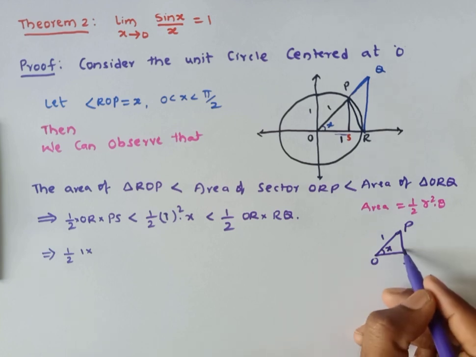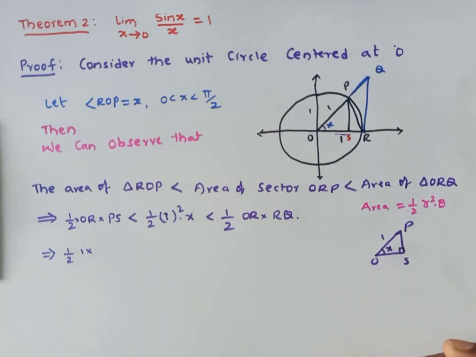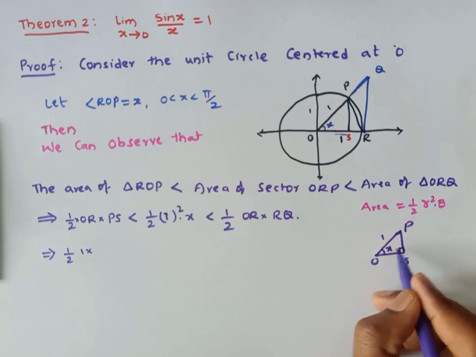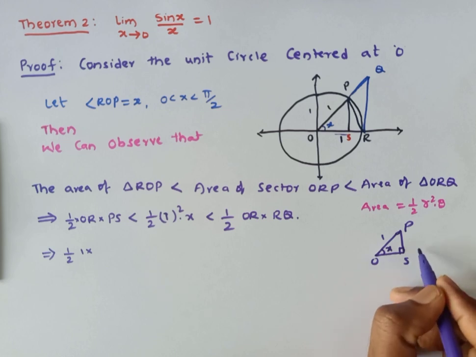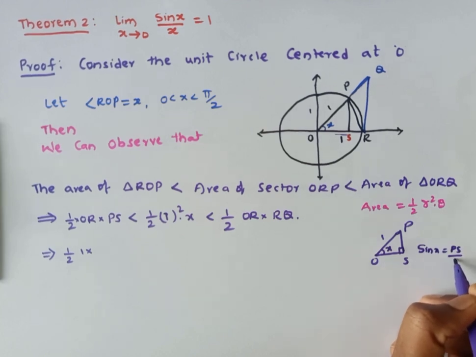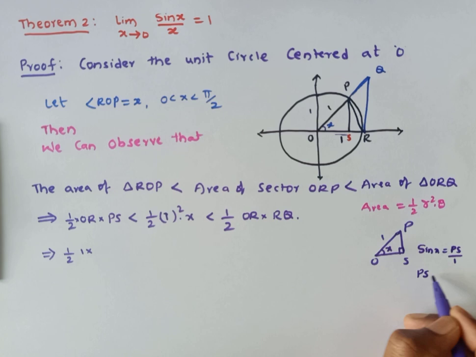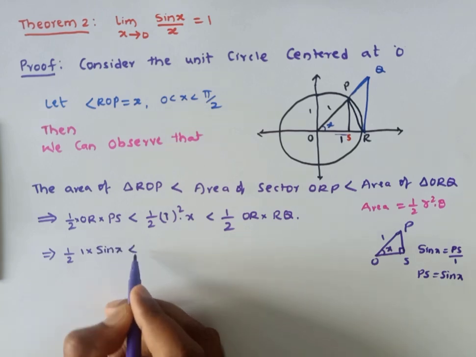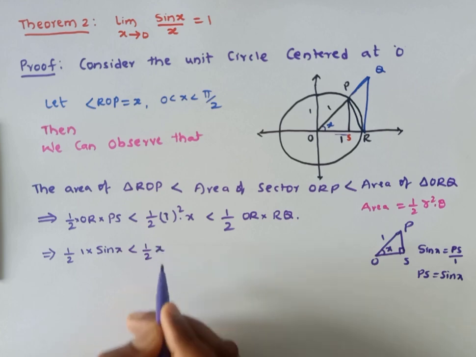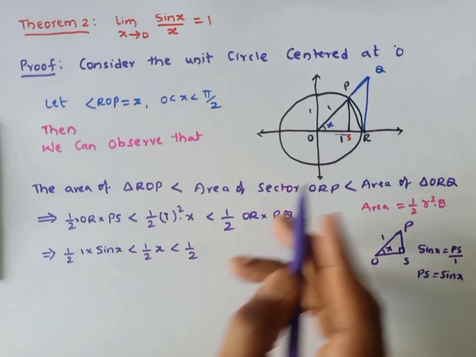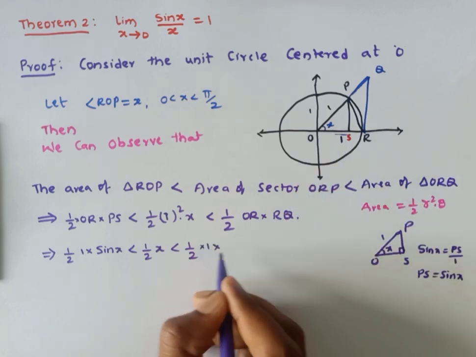By using this right angle triangle, we can express trigonometric ratios, right? Related to this, we need the PS value here. So PS is nothing but the opposite side of X. That is the opposite side, so we can write sin X. So sin X is equal to PS divided by the hypotenuse, which is 1. Therefore PS equals sin X. So here we can replace this PS with sin X, which is less than half into X. 1 square is 1, which is less than 1 by 2 into OR. OR is again 1 unit only, into RQ.